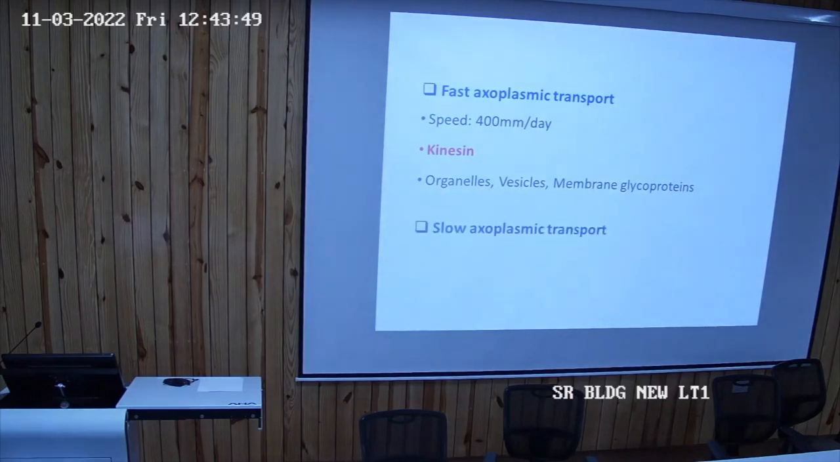Then there is slow exoplasmic transport. Speed is very low, 0.5 to 2 millimeter per day, and microtubules and microfilaments are transported by slow exoplasmic transport. एक्सोप्लाज्म में, एक्सोन एरिया में भी क्या होते हैं? There are microtubules and microfilaments. Okay, so they are there in the cell body and they are transported by the slow exoplasmic transport.